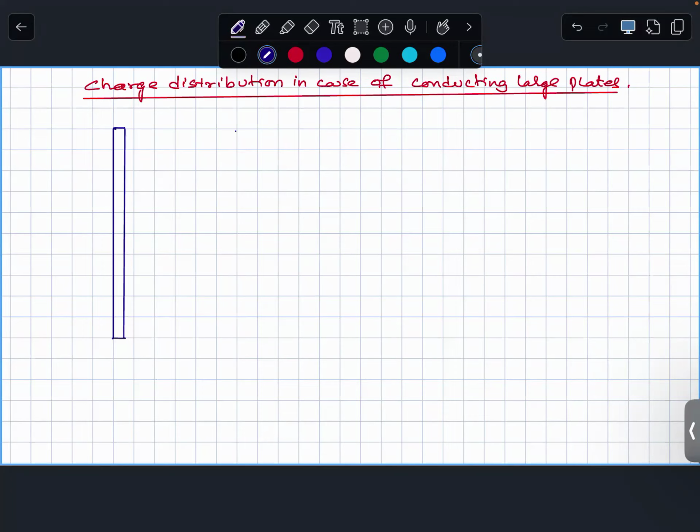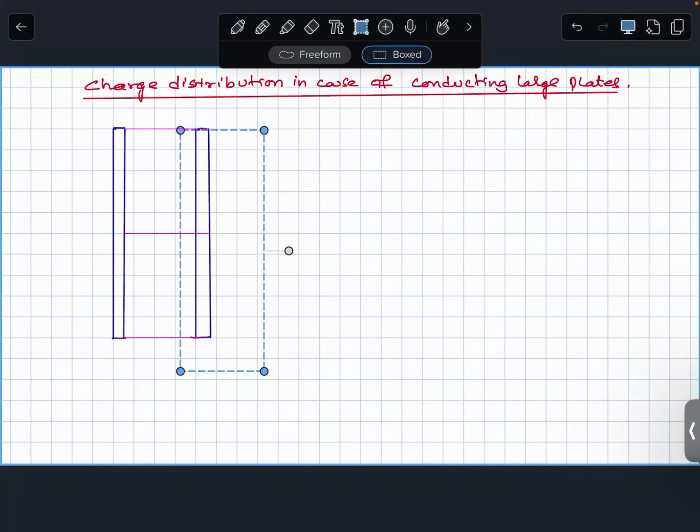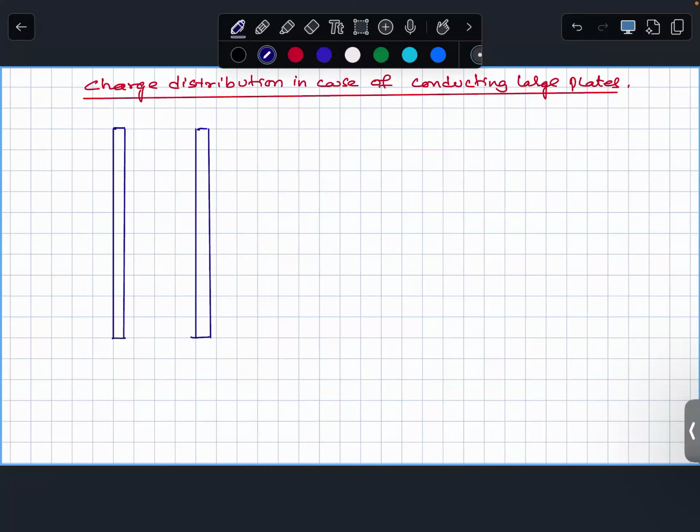So imagine that you just have only two plates like this. Remember, the distance is pretty small, technically very small when compared to the dimensions of the plate. Now on this, I have given some plus Q charge. On this, I have given some plus 2Q charge. So how to handle this?